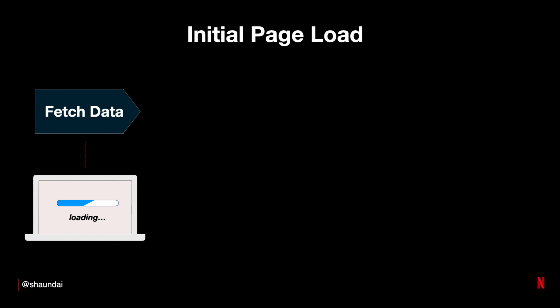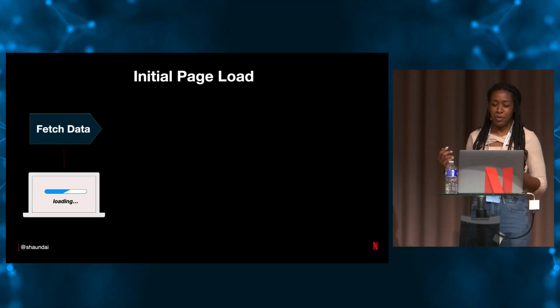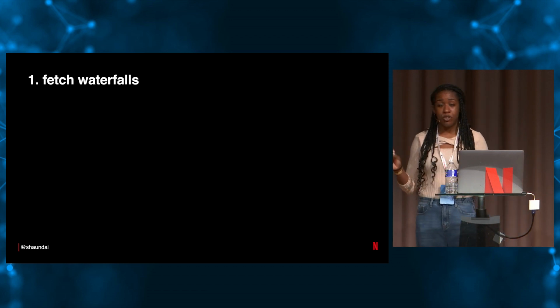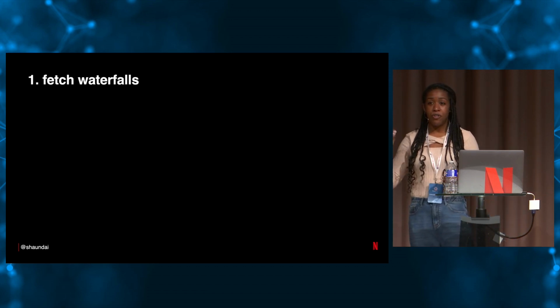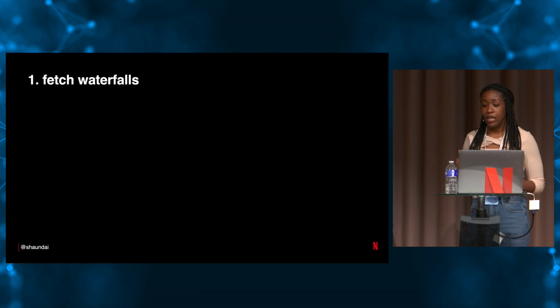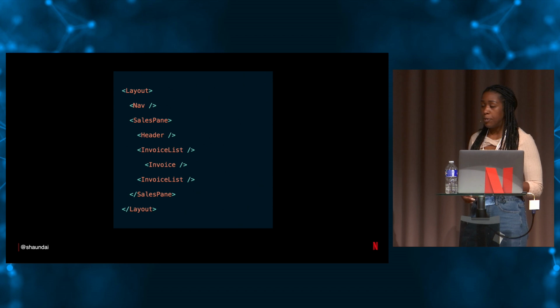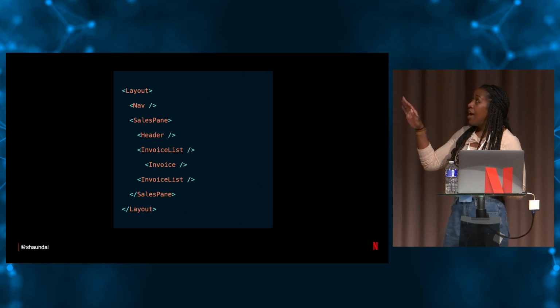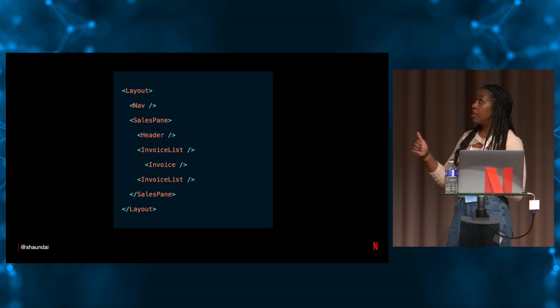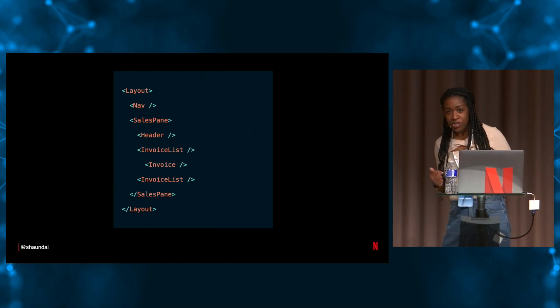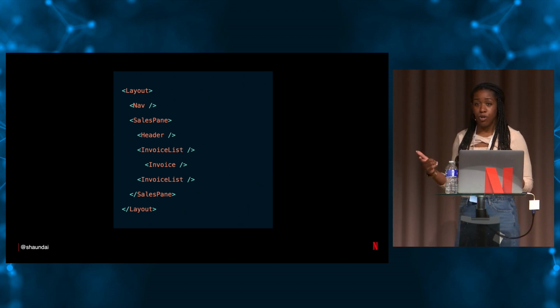Okay? Our first issue is already here, so our first area for optimization. We have these fetch waterfalls, or request waterfalls. This stems from the fact that we have to walk the component tree and fetch the data for components in the order that they appear in the tree. And it's kind of like a relay race where we have to fetch the data. Let's use an example. We have to fetch the data for the nav. And then once that's finished initiating and fulfilling, then we can fetch the data for the sales pane. Then we can fetch the data for the header. Then we can fetch the data for the invoice list, and so on and so forth.